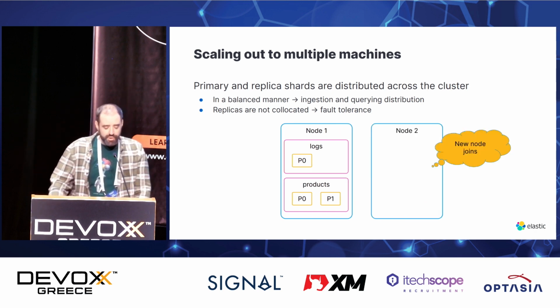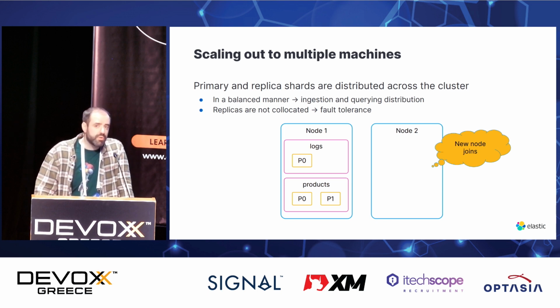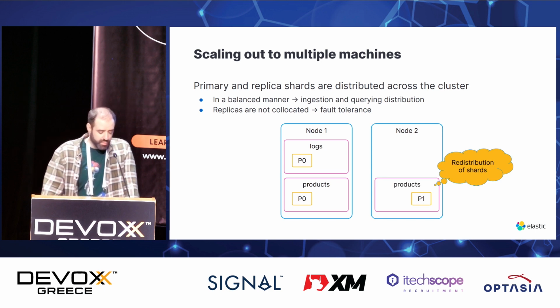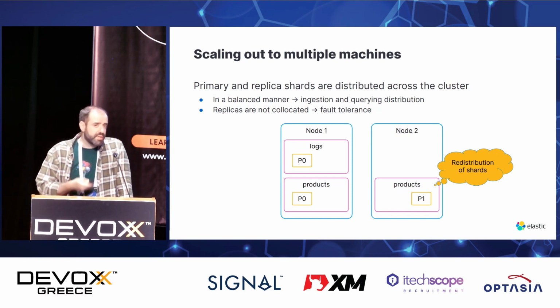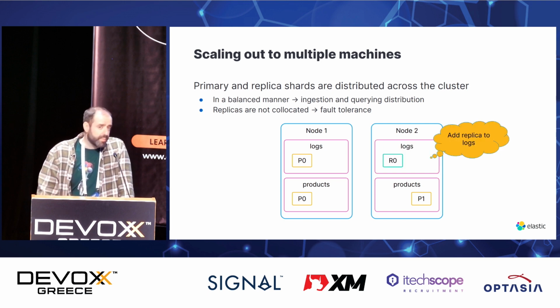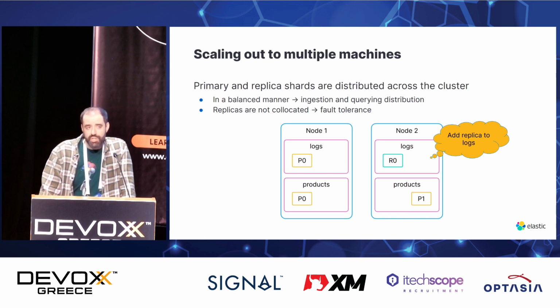And let's say that you add another node 2 to your cluster. So Elasticsearch will automatically balance the data and will move one of the primary shards, in this case P1, to node 2. Imagine further that you now say that you want to have one replica for the logs index. Elasticsearch will automatically put it on node 2. Right, so that is useful for fault tolerance. So we try not to collocate the replica shards with their primaries. Why? Because if one of the machines fails, then there is another replica or primary on some other machine.